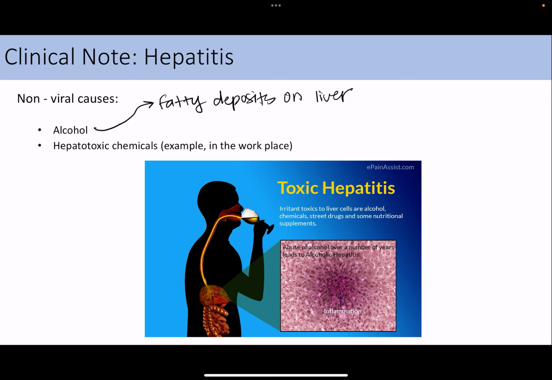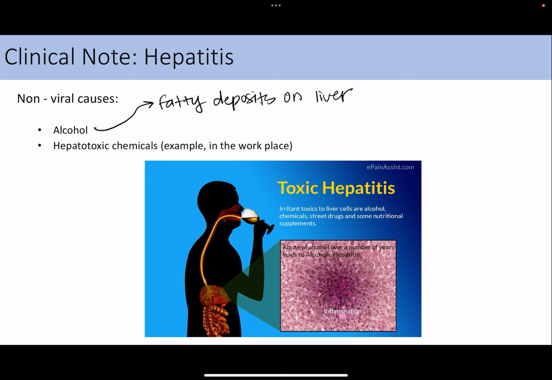Also, hepatotoxic chemicals that you may be exposed to in the workplace can cause non-viral hepatitis. People who work in dry cleaners, dry cleaning solvent has hepatotoxic chemicals. If you work in plastics production, herbicides, industrial chemicals, all have hepatotoxic chemicals, which is why you would have to wear certain gear to make sure that you're not inhaling too much of that product.